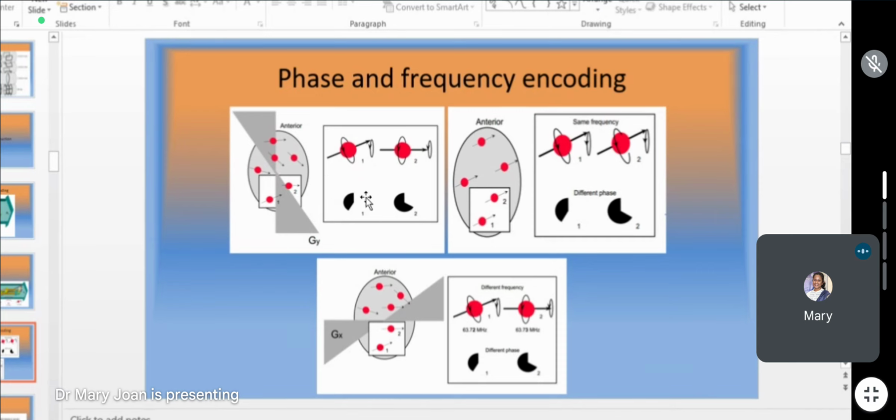Yes, ma'am, here we are applying gradient coils now. By applying gradient coils, we are creating a gradient field. Yes, yes.